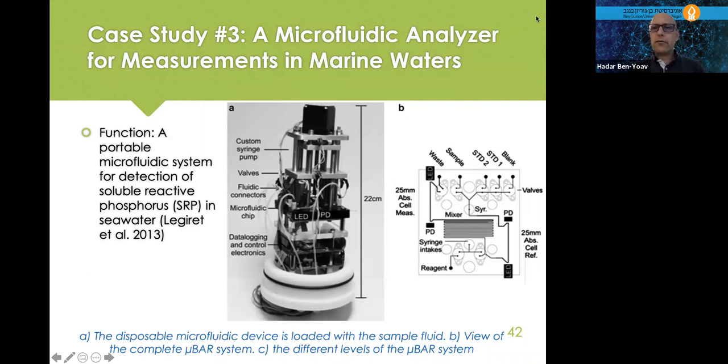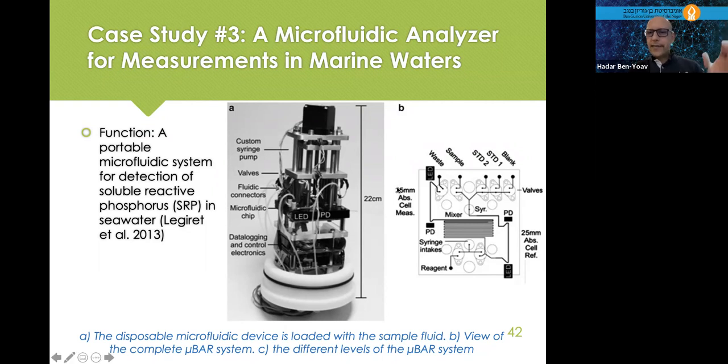Case study number three, a microfluidic analyzer for measurements in marine water. So it's a bit bigger than what we saw so far, it's about 22 centimeters in size, but the actual microfluidic chip is 25 millimeters. And the goal here is to detect soluble reactive phosphorus in seawater. I brought this example to show that we don't always need to measure biological fluids. Here, the sample is seawater, and from the seawater we need to detect the SRP, soluble reactive phosphorus. It's a toxic material.